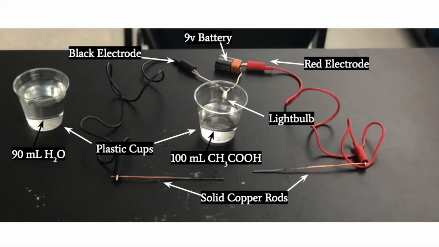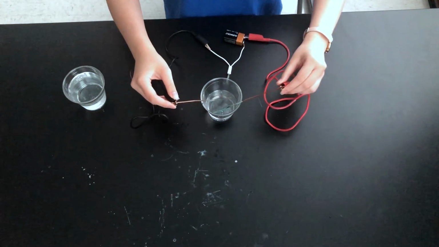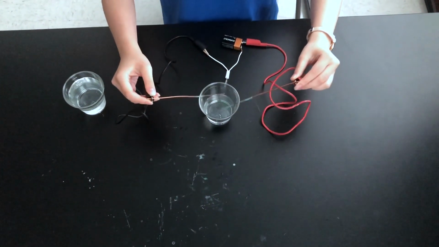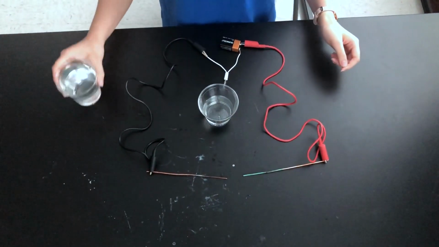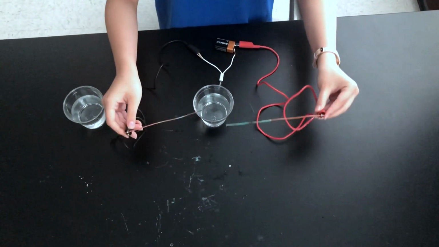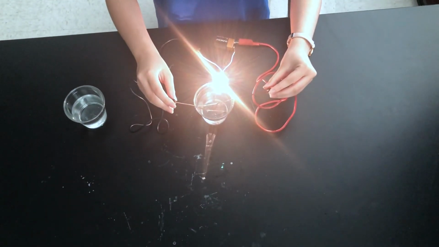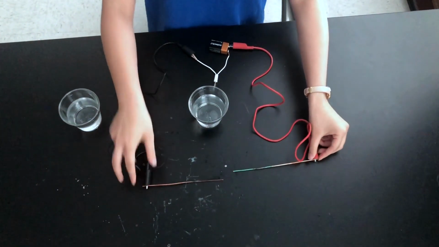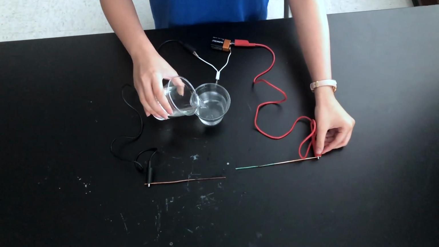In this lab, first you will add 100 milliliters of acetic acid to the plastic cup or a 250 milliliter beaker. Second, you will lower the conductivity apparatus, which consists of the 9-volt battery, the light bulb, the electrodes, and the copper rods, and immerse its electrodes into the acid. Then, you will add distilled or deionized water to the beaker in approximately 30 milliliter portions and observe the change in the brightness of the bulb. Repeat this as many times as desired, although we suggest repeating around 3 to 5 times to get the best results.